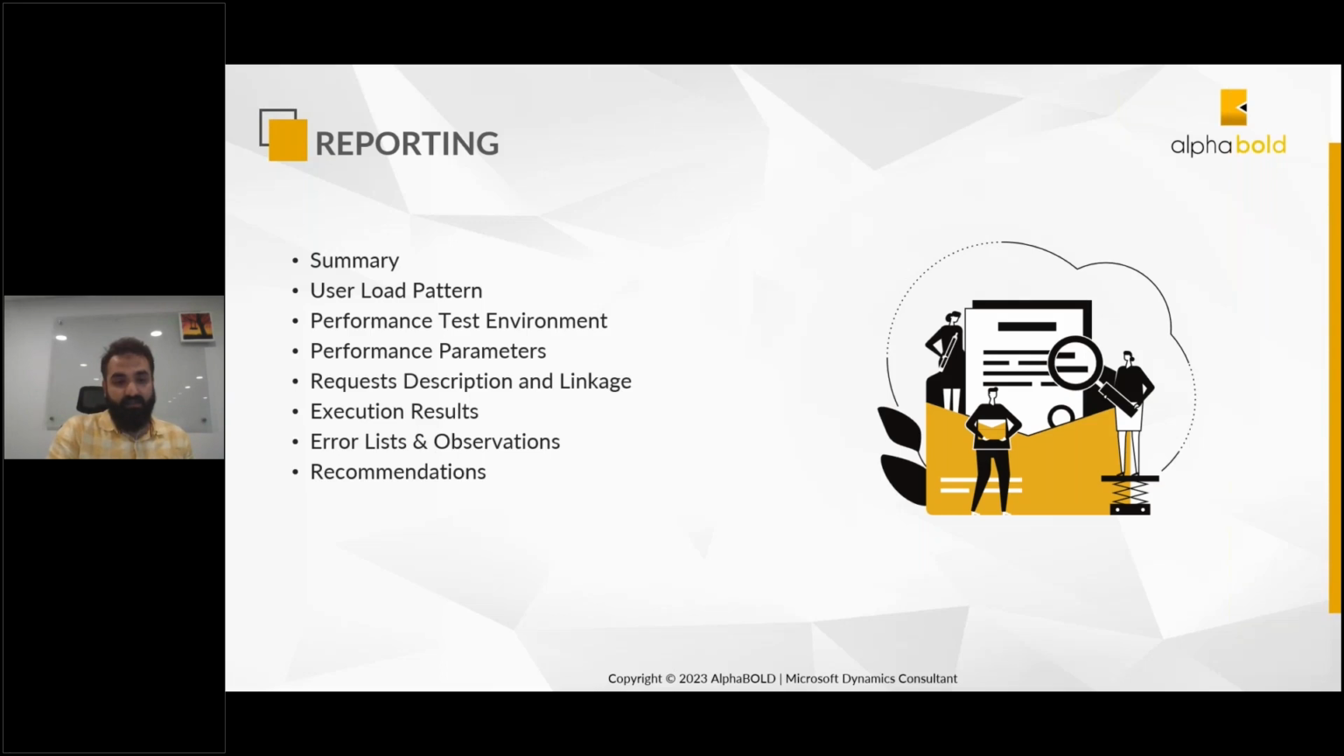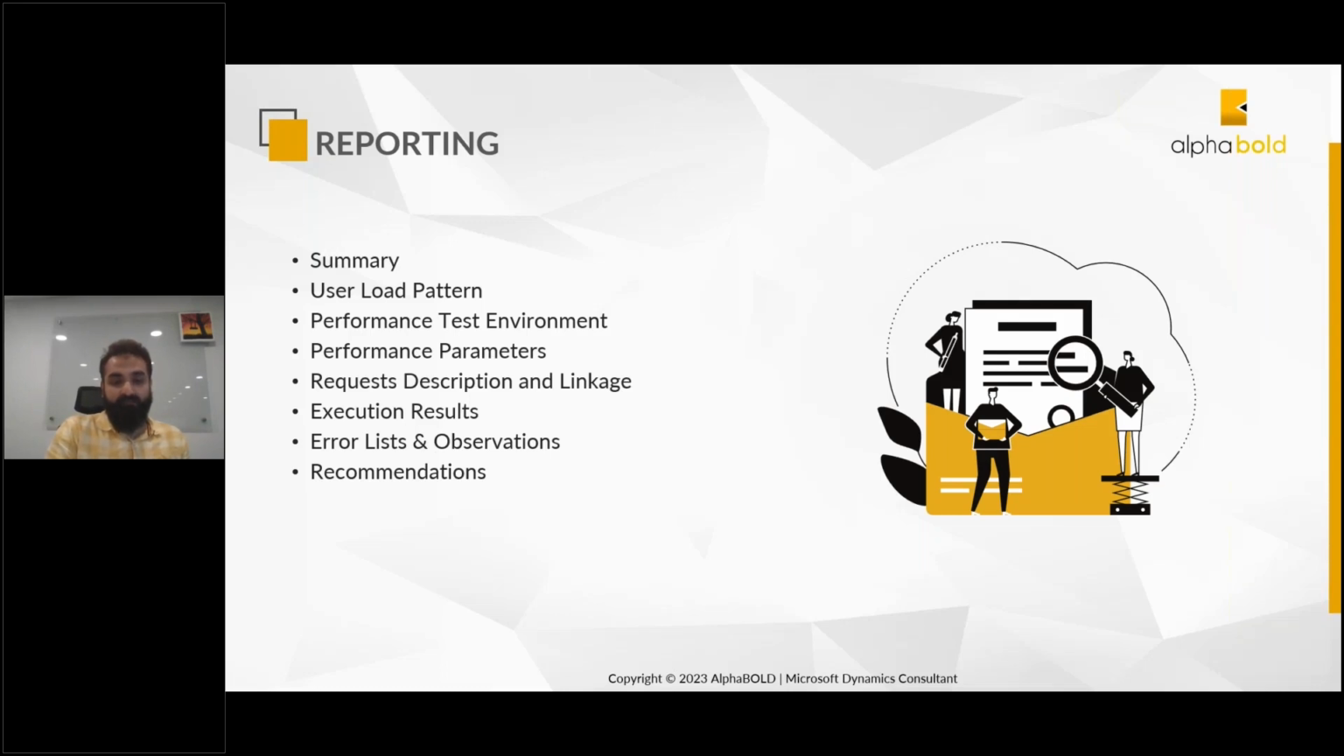In the summary section, you capture all the details of what the application was intended to do, how you set up the performance testing tool, how you are going to present the solution, and the total artifacts in the report. So that summarizes the summary section. User load pattern is the second thing which is very important.